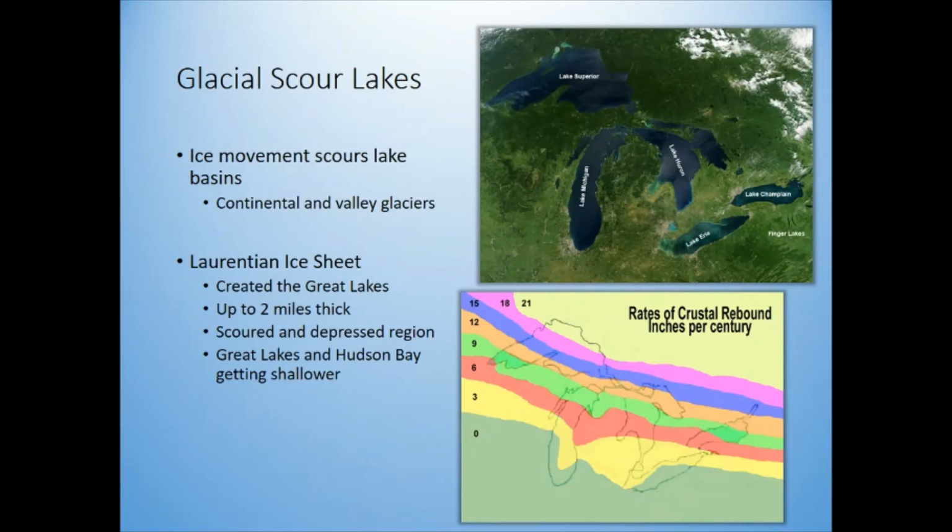Now, the next type of lake is glacial scour lakes. So think about a huge sheet of ice that is moving. These can be valley glaciers, but they can also be the continental size glaciers that we were talking about with that Wisconsinian period of glaciation. This is where the Great Lakes come from, part of the reason why we have the Great Lakes.